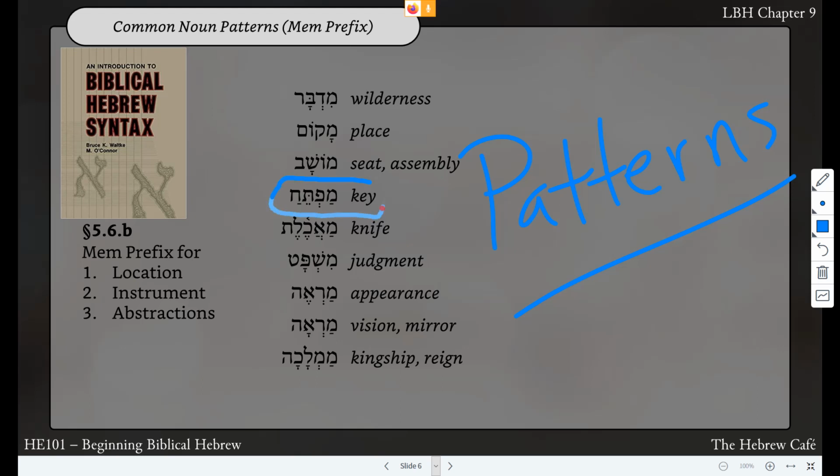This word is mafteach. Mafteach means key. Like you use it to liftoch. Patach is to open. He opened. So mafteach comes from patach. Ma'achelet comes from food. This is an instrument for food, a knife. Supposed to be an instrument that you use to cut food open. Ma'achelet.